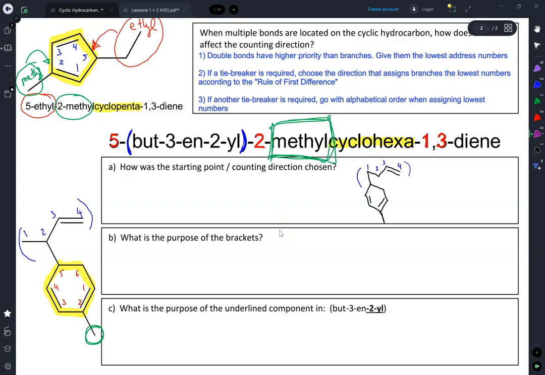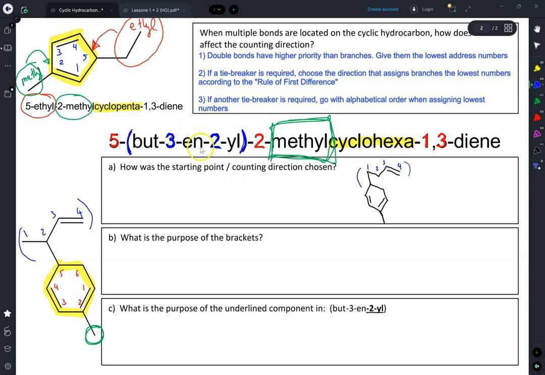All right, so that brings us to our last point. What is the purpose of this bracket? The reason why we need this bracket is because there are 2 numbering systems in this structure. There is a numbering system in red for the parent chain, and a numbering system in blue for the branch. So all the numbers outside the bracket, such as the 5, the 2, the 1, and the 3, all refer to the carbons within the parent chain. Meanwhile, everything within the bracket in blue refers to the numbering system in the branch itself. Because there are 2 numbering systems, we do require the brackets to help the reader differentiate between, well, this 3-en.